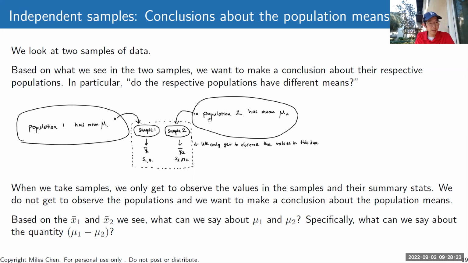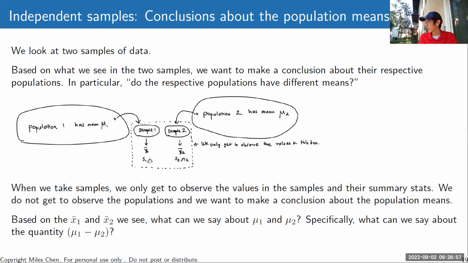But we're not able to observe these populations directly because they're populations. The whole point of statistics is that we can't observe the populations directly because they're too big. And so instead, we take a sample from population 1, we take a sample from population 2, and we're able to see all the values in sample 1 and all the values in sample 2. And from sample 1, we can get the mean X bar 1, and from sample 2, we can get the mean X bar 2.